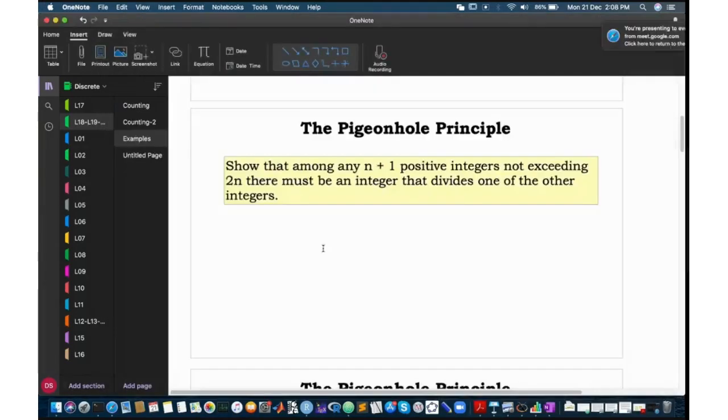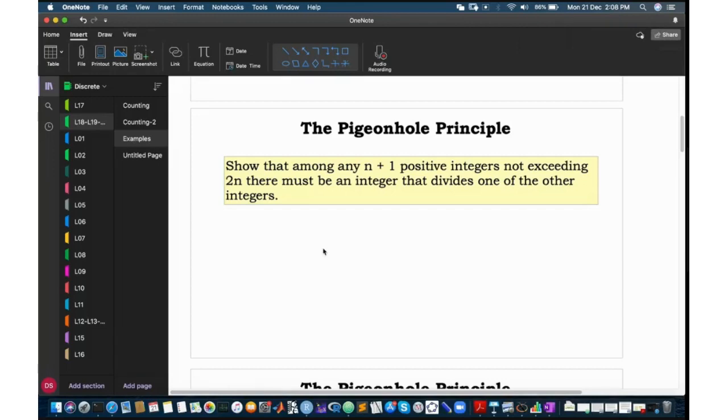Sorry. Okay, so here's our first problem, which says: show that among any n plus 1 positive integers not exceeding 2n, there must be an integer that divides one of the other integers. First of all, does everyone understand the statement of this problem? So you have n plus 1 integers.